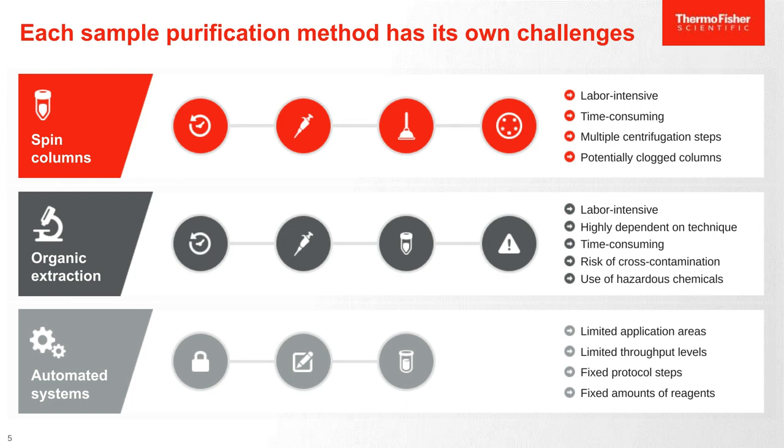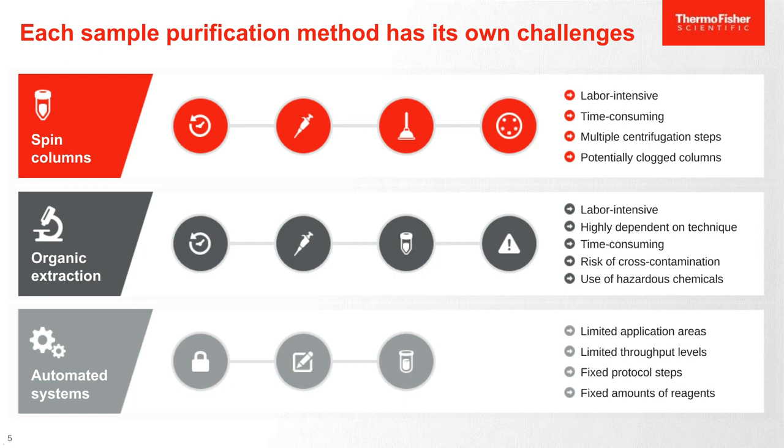So this just points out the challenges that people tend to face with these systems. With the spin columns, just to highlight a few, it's very labor intensive and quite time consuming. With organic extraction, consistency can be a problem and working with difficult toxic agents. And then with automated systems, you tend to be locked into the protocol that the instrument gives you, or consumables such as cassettes and things like that. So you don't get much flexibility for your sample type or your protocol.